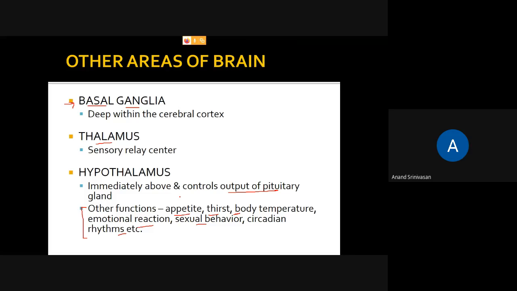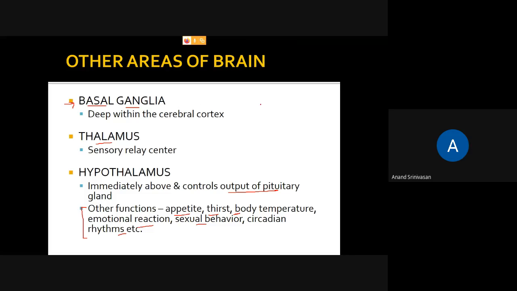So the circadian rhythm, all these are maintained by the hypothalamus. This is in short about some of the functions. In detail, in the second semester, they will be dealing with all these things.